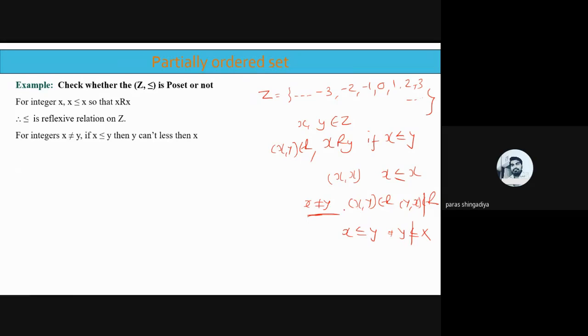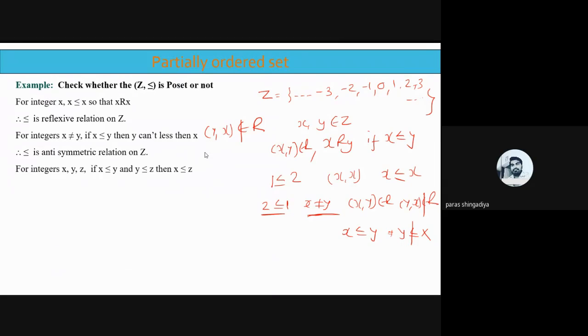So consider any counterexample for that. Let us take 1 less than or equal to 2, that is x less than or equal to y. So we cannot say 2 is also less than or equal to 1. That is not true. It means (2, 1) does not belong to R, and that is required to say it is antisymmetric. Here it is given that x less than or equal to y, then y cannot be less than or equal to x, and therefore (y, x) does not belong to R. (x, y) is in R, but (y, x) does not belong to R, and therefore less than or equal to satisfies the antisymmetric condition, so it is an antisymmetric relation.